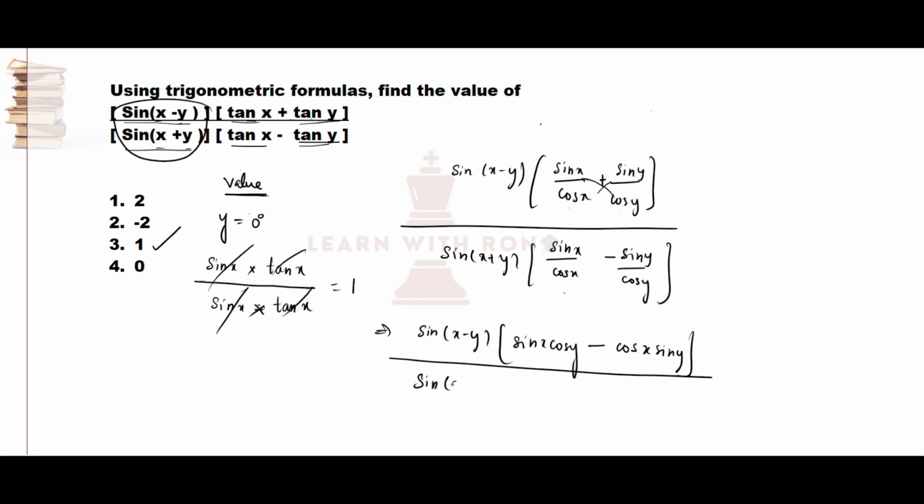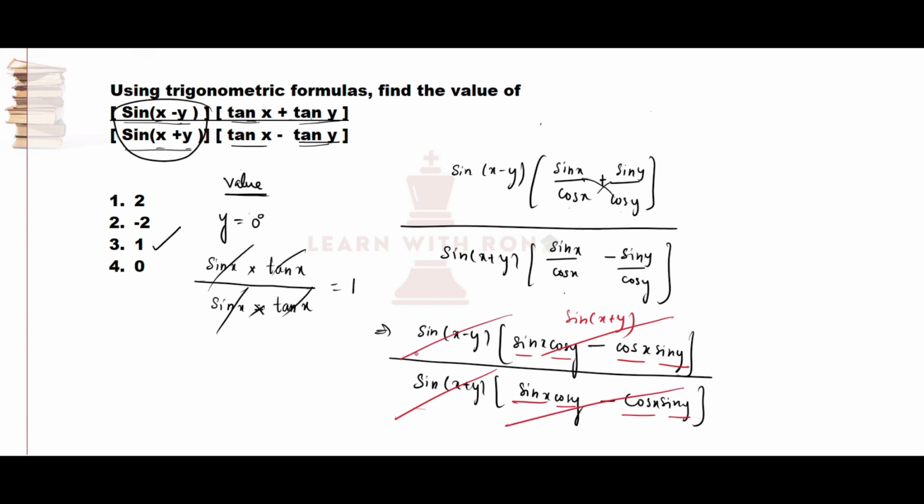See the denominator part, sin of (x plus y), and here the denominator also has sin x cos y minus cos x sin y. See this here, you are getting a formula, sin x cos y minus cos x sin y. This is nothing but the sin (x minus y) formula, right? So this is the sin (x plus y) formula and you got sin (x plus y), both get cancelled. Similarly, sin x cos y minus cos x sin y is the same sin (x minus y) formula, these two get cancelled. Again you got the answer 1.